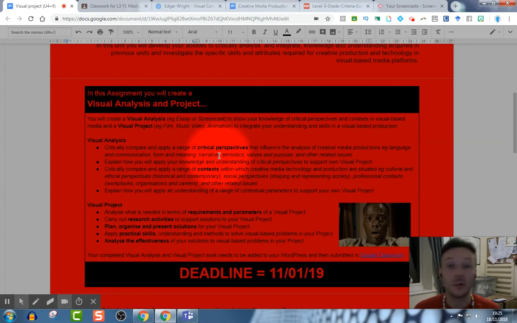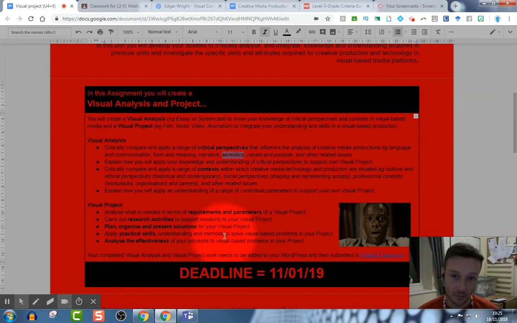Todorov's theory of equilibrium might be a theory you look into. He believed every story started with equilibrium, something came along and then broke that equilibrium, that balance, and caused disequilibrium. And then the story progressed until there was a new equilibrium resolved at the end. 3 parts to every story. How can you apply different narrative ideas to your examples?